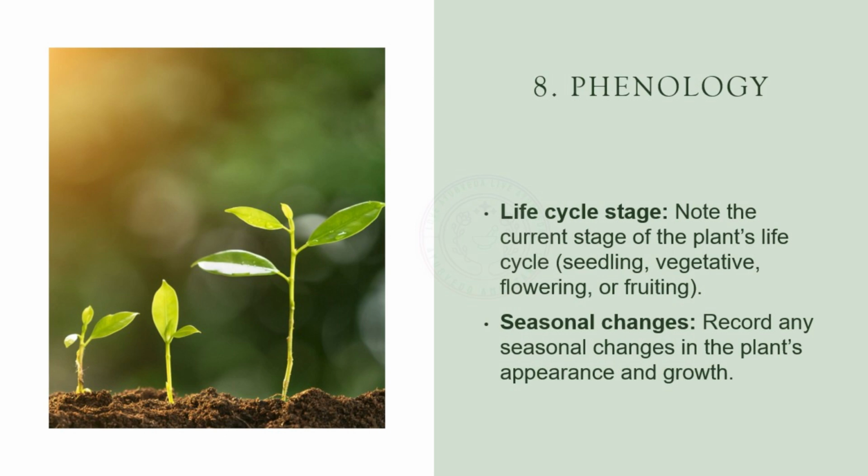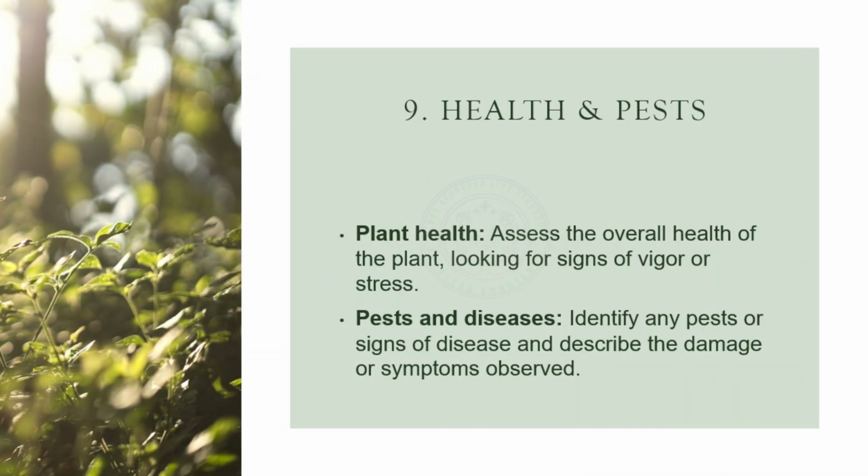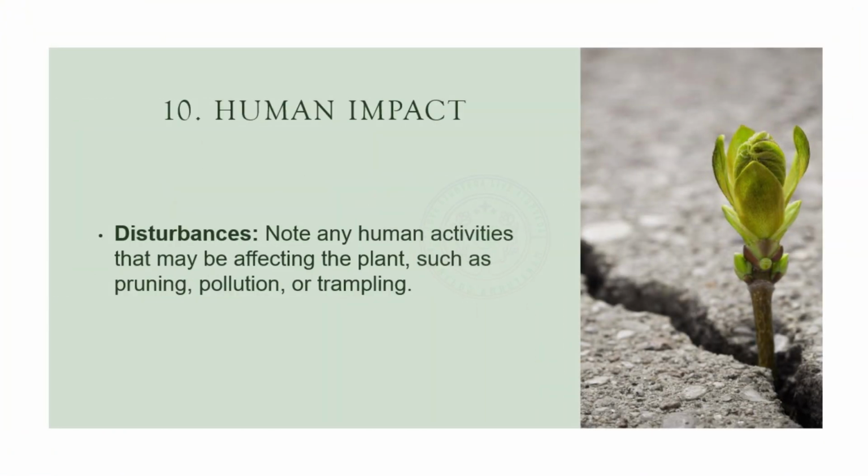While studying, we keep an eye on plant health too. Is it thriving or showing signs of stress? Are there visible pests or diseases affecting it? Knowing this helps us get a full picture of the plant's overall state. Lastly, we consider human impact. Observing signs of disturbances like pruning, pollution, or trampling helps us understand how human activities might be influencing the plant's morphology.